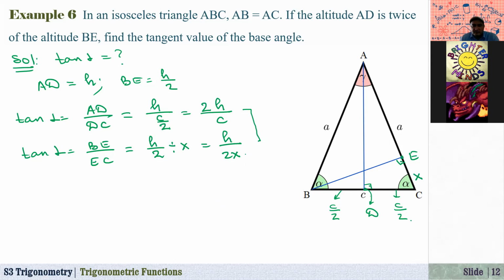Because I have to cancel these things, and I need to know what is H over C. Now from here also, using the Pythagorean theorem, BE squared, that is H over 2 squared, plus X squared should be equal to C squared. Now from here, what is X squared? X squared equals C squared minus H squared over 4.